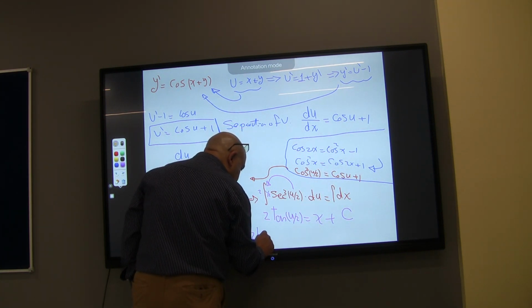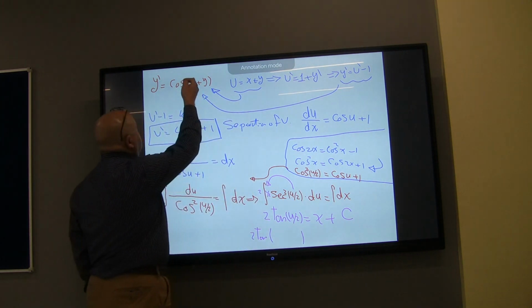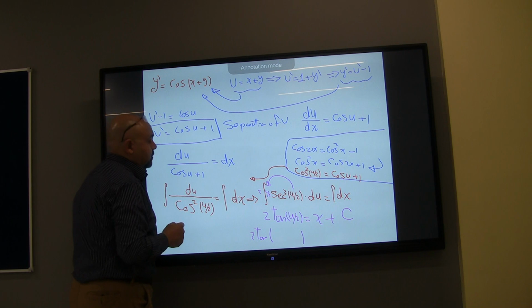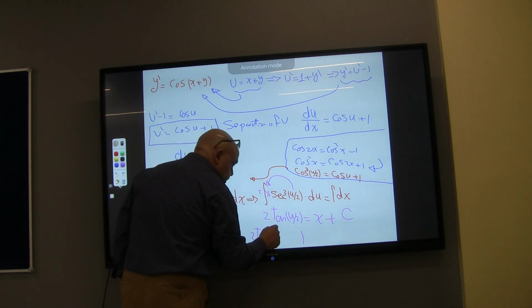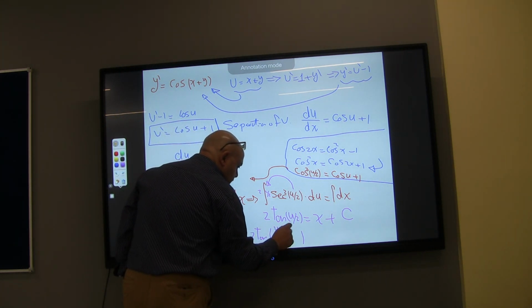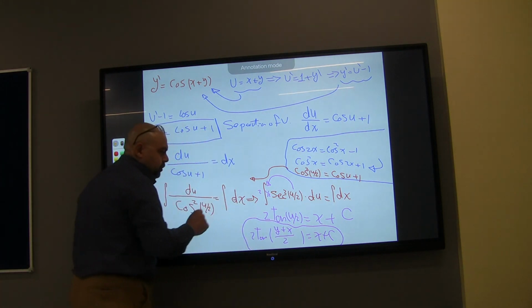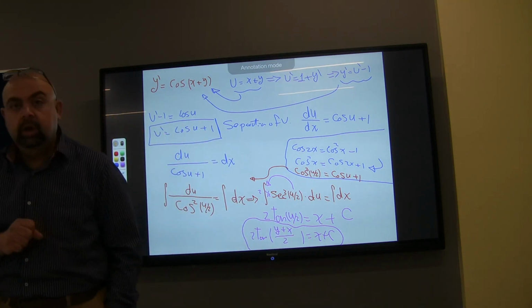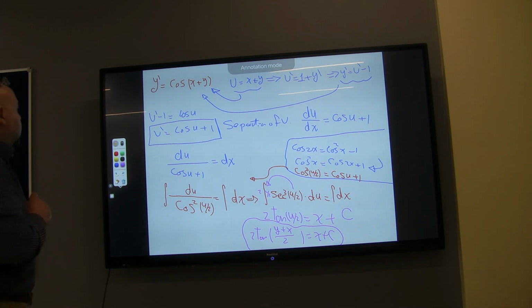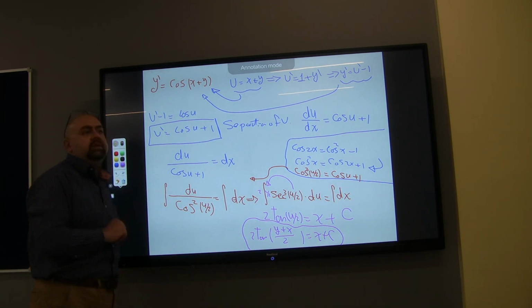It's 2 tan. Let's replace u by the first substitution. So it's going to be 2 tan of y plus x divided by 2, and this value equals x plus c. This is the problem that we are talking about in this general description. This is one of the very nice problems that you can see. This is really a very nice problem.